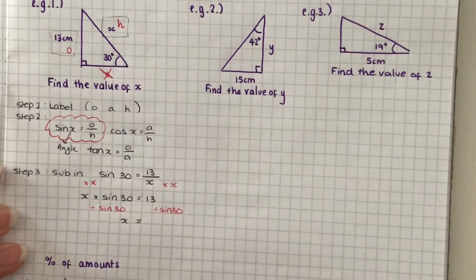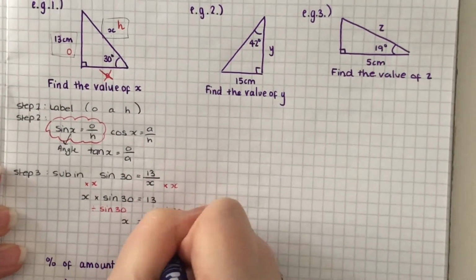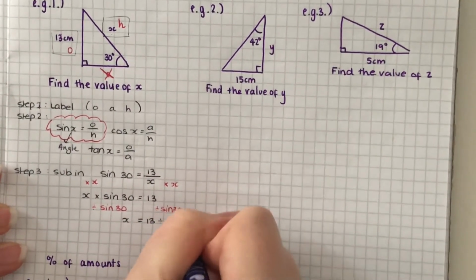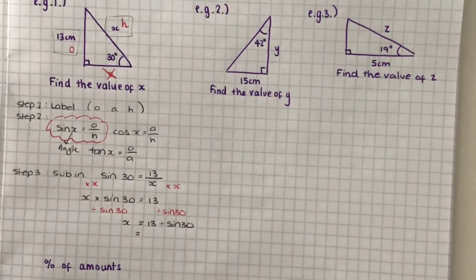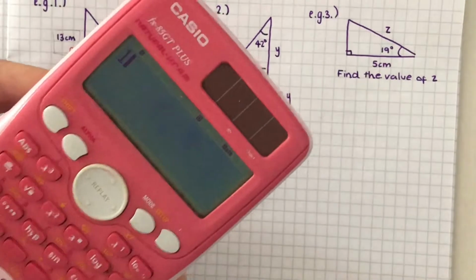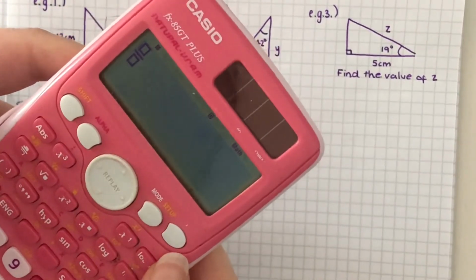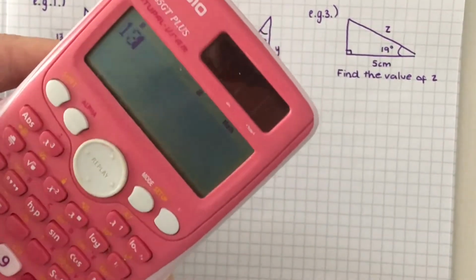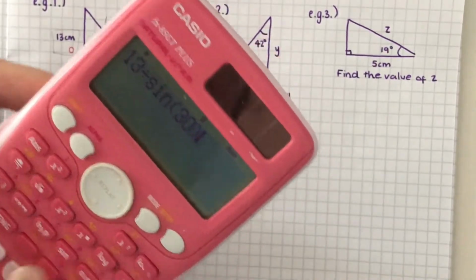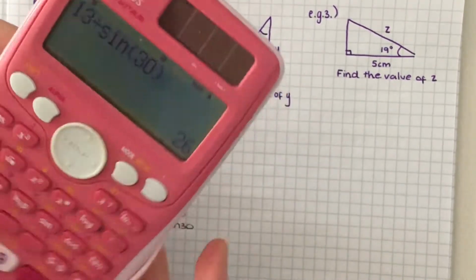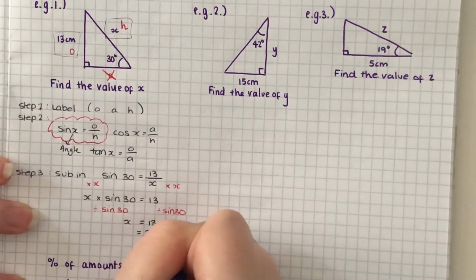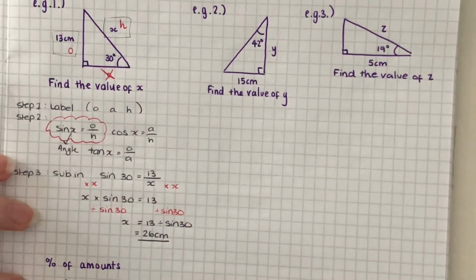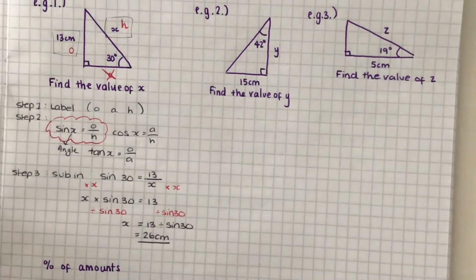So on a calculator, you'd write 13 divided by sine 30, which I think is 26, but I will check. So literally 13, you can actually use a fraction button if you wanted as well. 13 divided by sine 30 equals, and we get 26 centimetres.